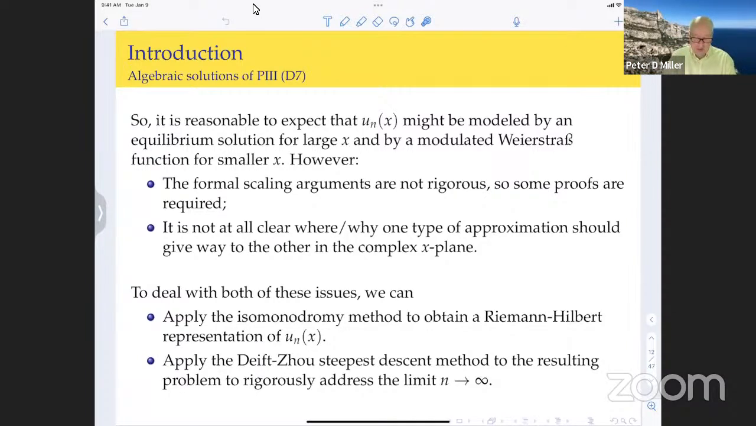So anyway, to deal with both of these problems, what we can do is apply the isomonodromy method to obtain a kind of Riemann-Hilbert representation of these algebraic solutions u_n of x, using this idea that we summarized at the beginning. And then once we have that Riemann-Hilbert representation, we could apply the Deift-Zhou steepest descent method and consequently be able to rigorously address this limit n goes to infinity, and hence say something about the Boutroux ties, okay? All right.